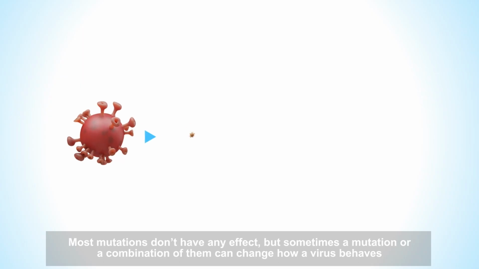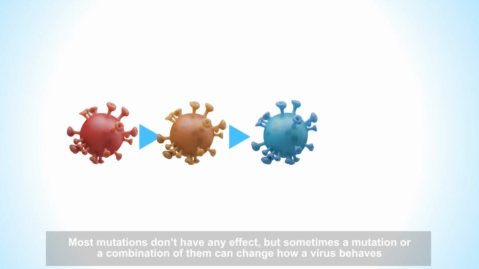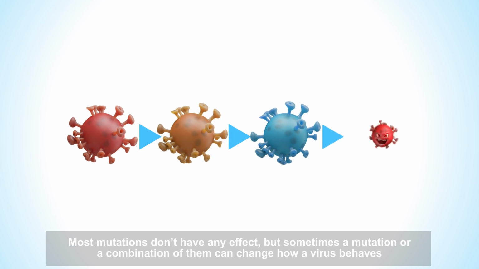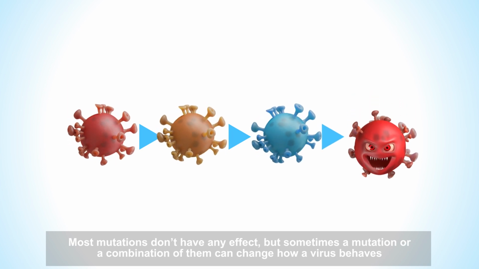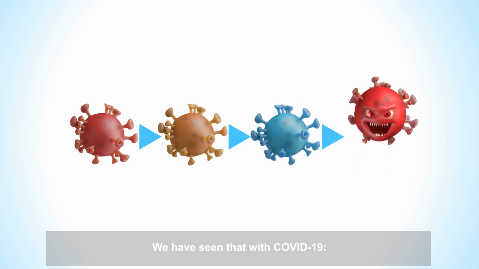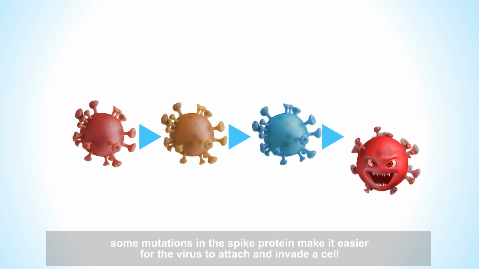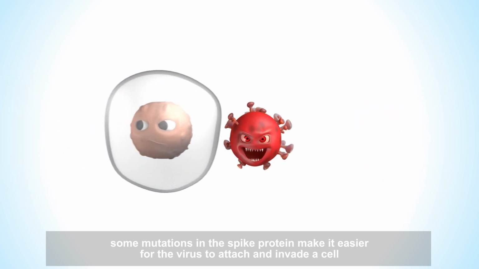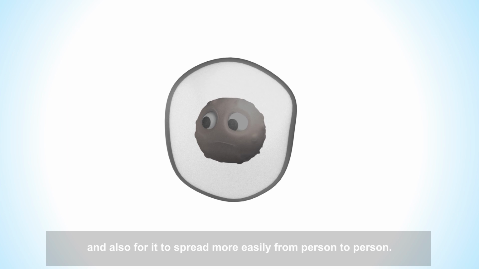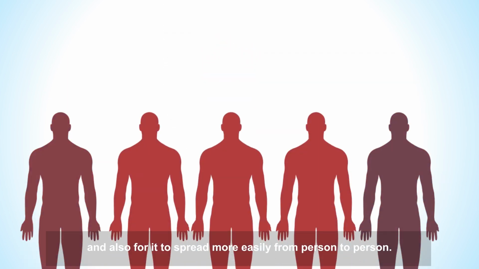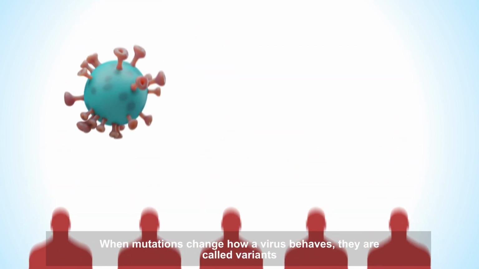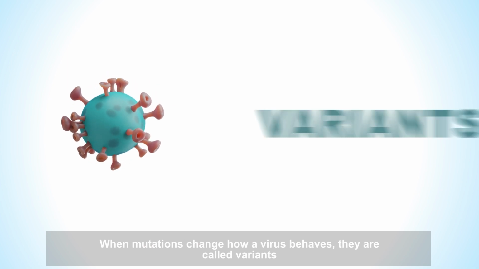Most mutations don't have any effect, but sometimes a mutation or a combination of them can change how a virus behaves. We have seen that with COVID-19, some mutations in the spike protein make it easier for the virus to attach and invade a cell, and also for it to spread more easily from person to person. When mutations change how a virus behaves, they are called variants.